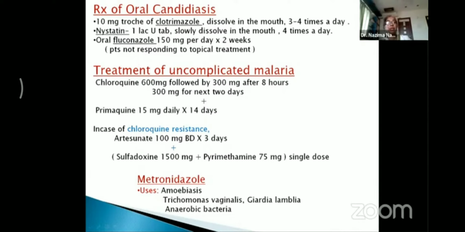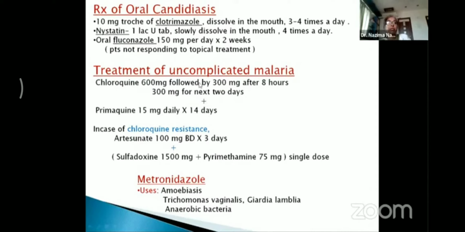Now coming to the treatment of uncomplicated malaria. Earlier we were using chloroquine for this regimen: 600 milligrams of chloroquine was given stat once the diagnosis of malaria was done, followed by 300 milligrams on the same day after 8 hours, and then 300 milligrams for the next 2 days. This was combined with primaquine 15 milligrams daily for a period of 14 days.